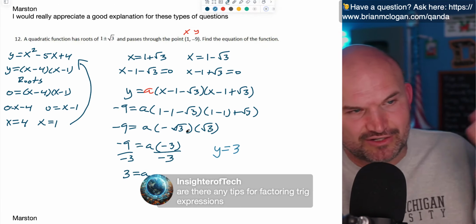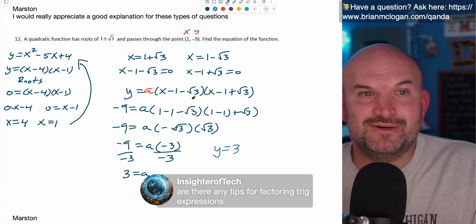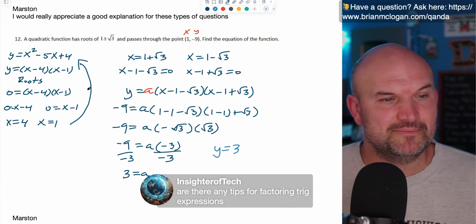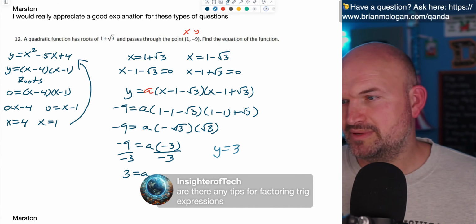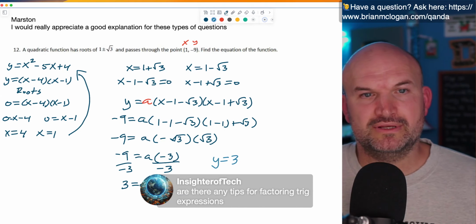So yeah, that's fine to do it that way. That's fine. But we still need to write the equation. So I still need to multiply these out. Okay. So let me show you how I would multiply these out.